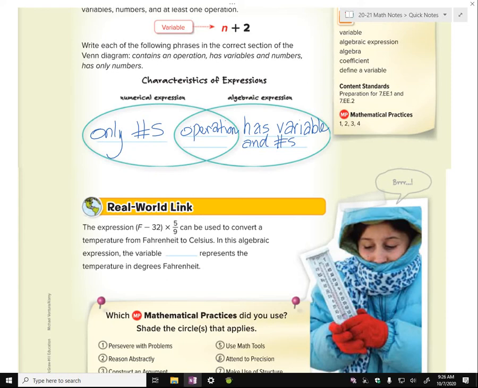The expression f, or the quantity of f minus 32, multiplied by 5/9, can be used to convert temperature from Fahrenheit into Celsius. So for every other country in the world, except for two that use Fahrenheit, and science uses Celsius. This is an algebraic expression where the variable f represents the temperature in degrees Fahrenheit. So we can go from any degree Fahrenheit to Celsius. Today's high is 86, so we can work that out too, see what it is in Celsius.